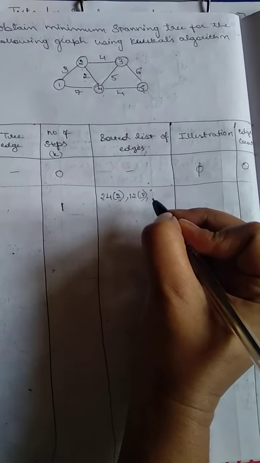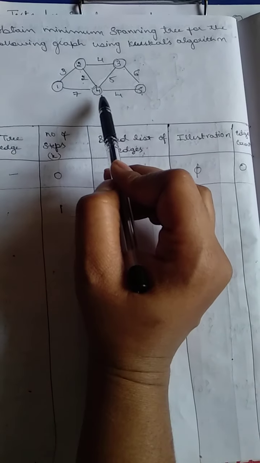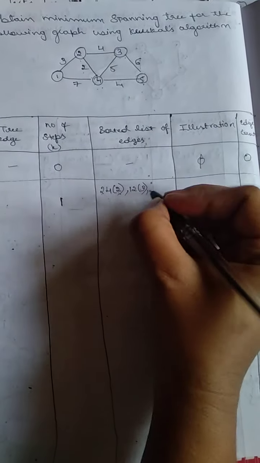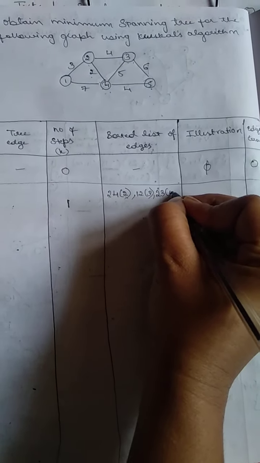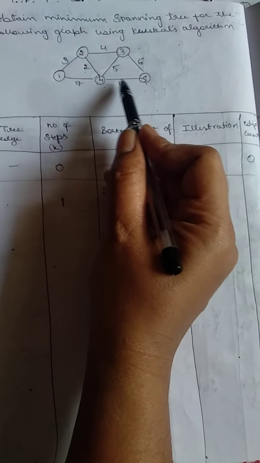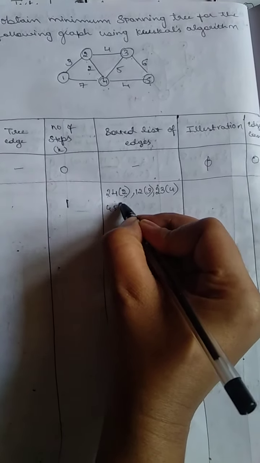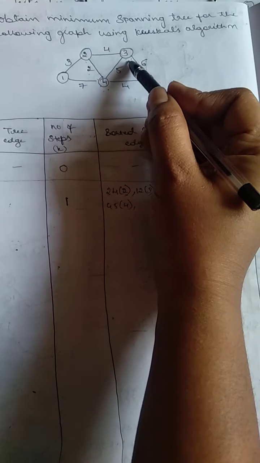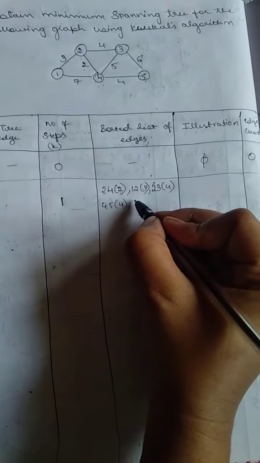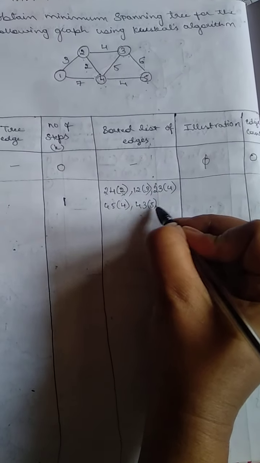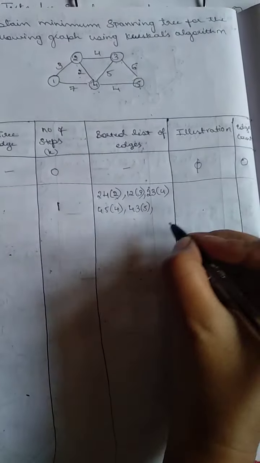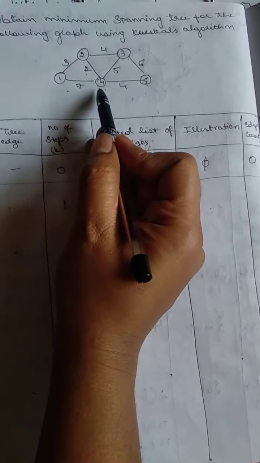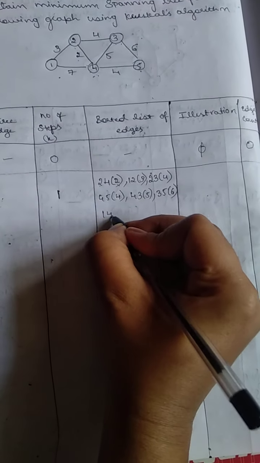Which is minimum? 2 to 3 is also minimum and 4 to 5 is also minimum. According to numerical order, I'll write 2 to 3, weight 4. Next, 4 to 5, also weight 4. Then the next minimum, 4 to 3, weight 5. Then 3 to 5, weight 6. And then 1 to 4, weight 7.